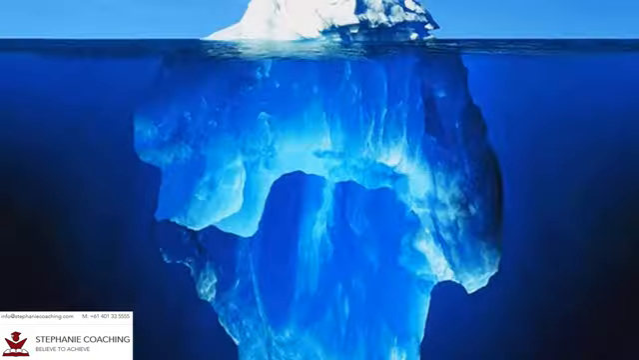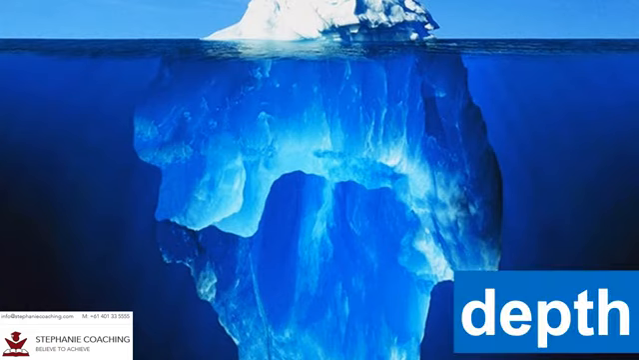Word number 5 is depth. This word means how deep something is. Is it easy to measure the depth of a swimming pool? The answer is yes. But is it easy to measure the depth of an ocean? The answer is no.